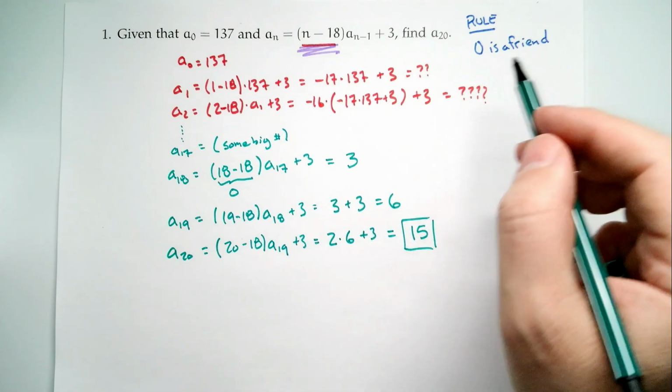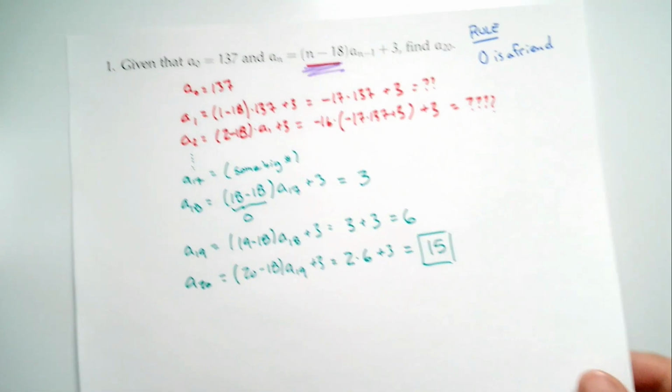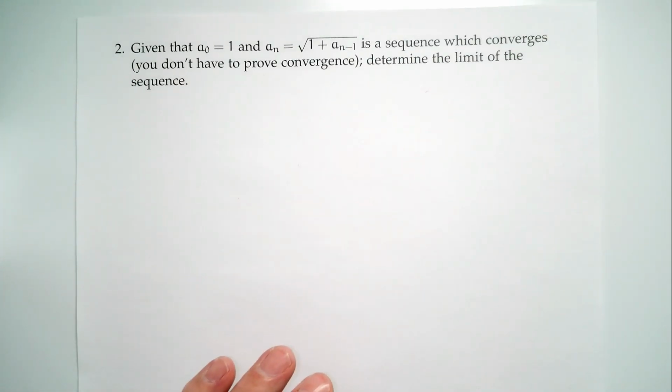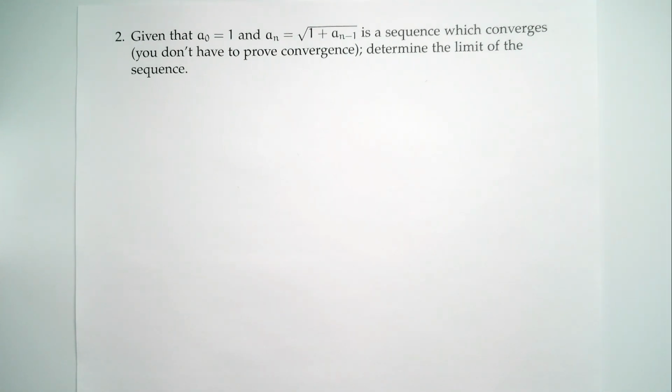Why? Because we used our rule. 0 is a friend, and we should use 0 as much as we can. 1 is also a good friend, but I would say 1 is probably not as good as 0. 0 is just amazing. All right, number 2.